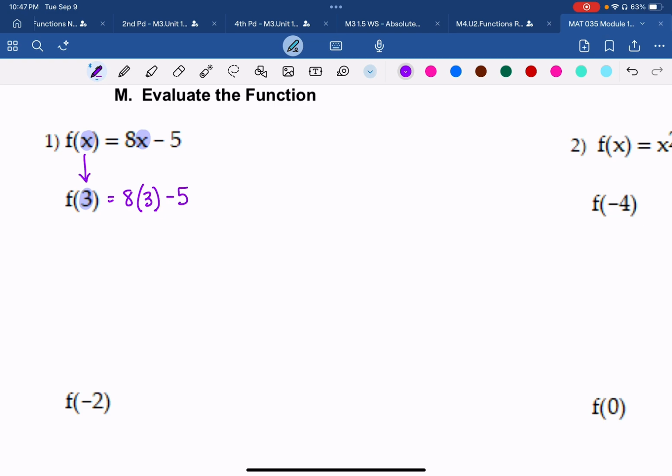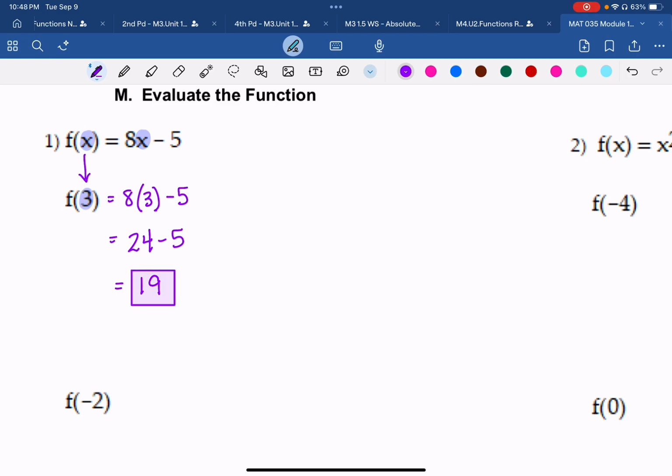So again, I'm going to use my order of operations, or you can use your calculator to help. 8 times 3, I've got 24. And then minus 5. So 24 minus 5, I've got 19. Final answer.